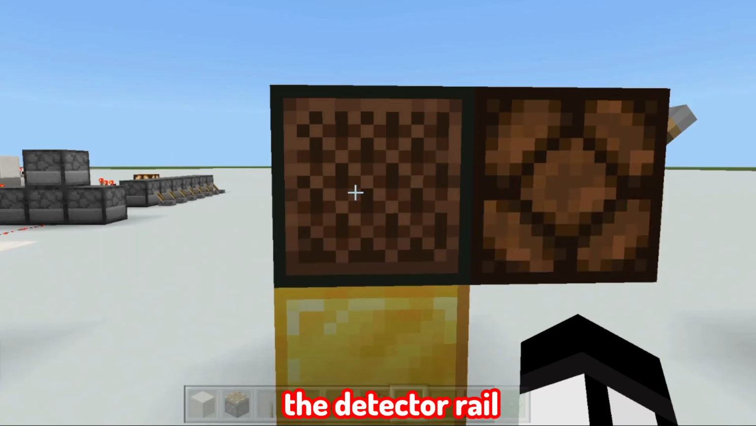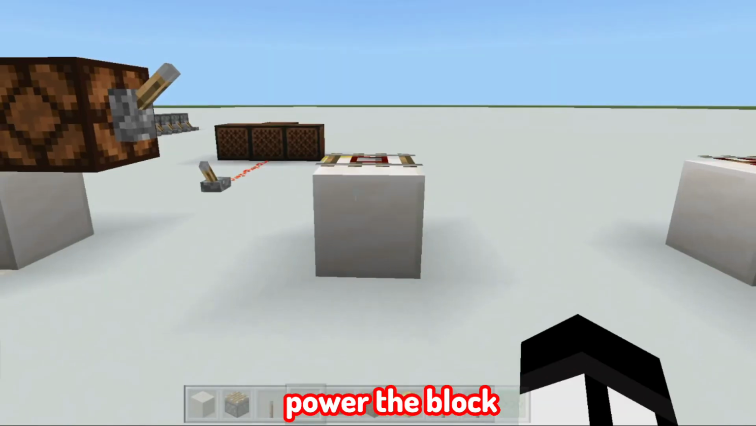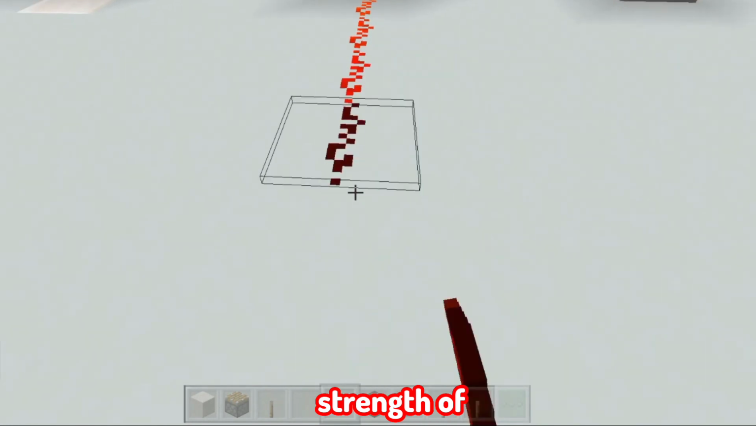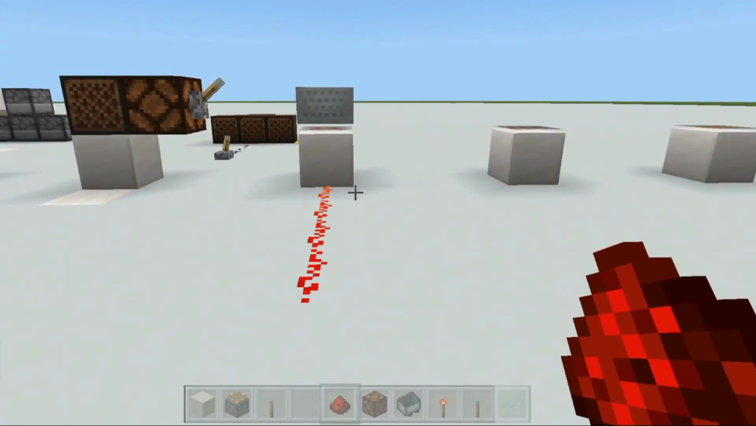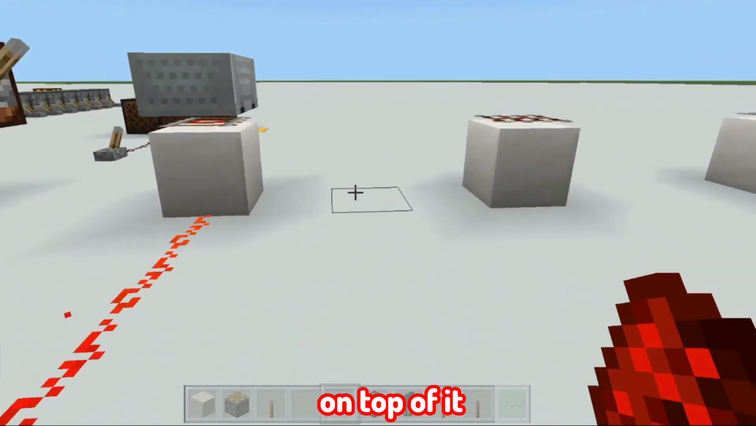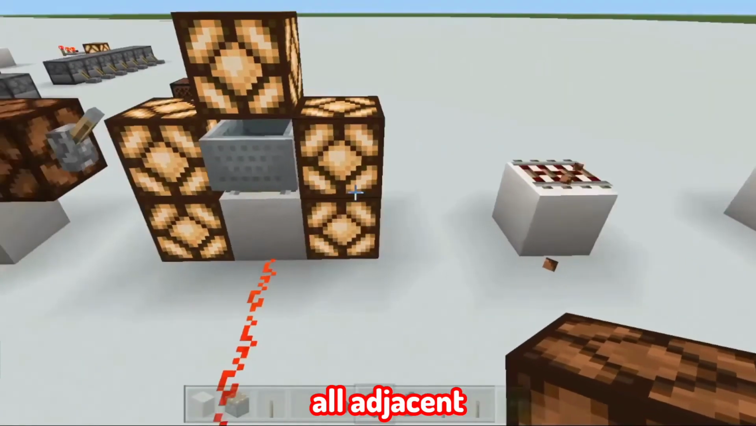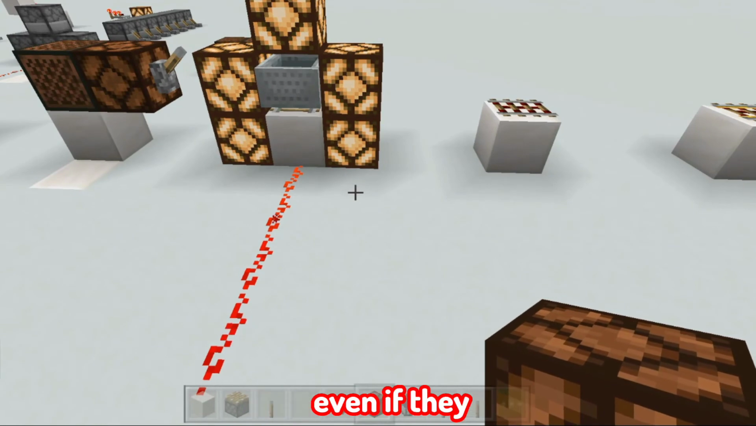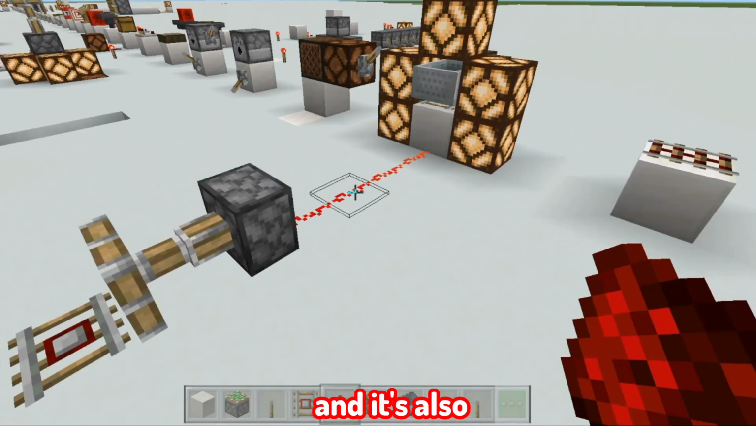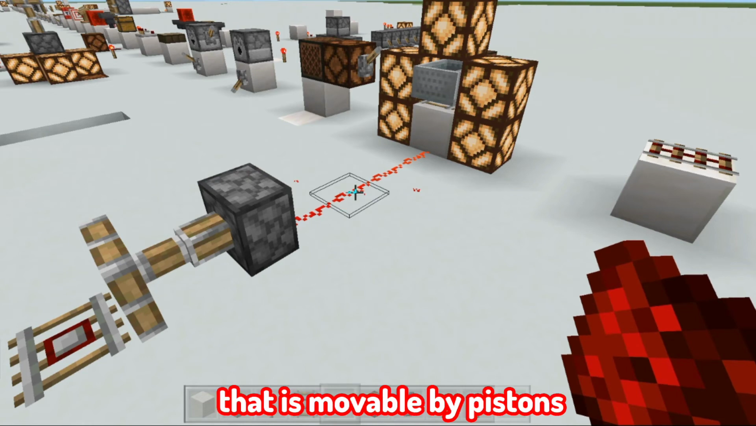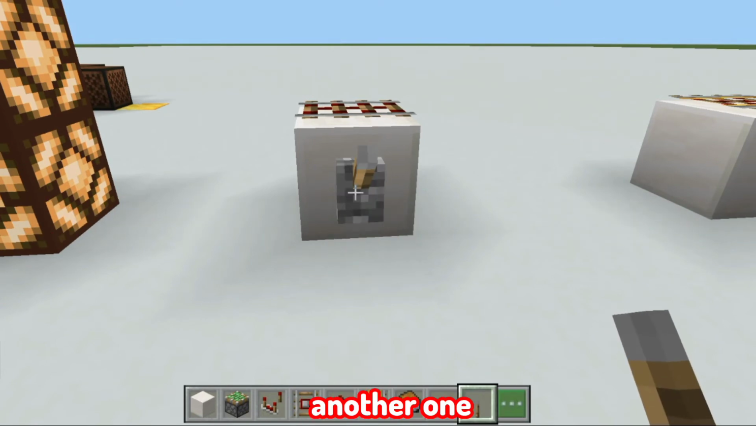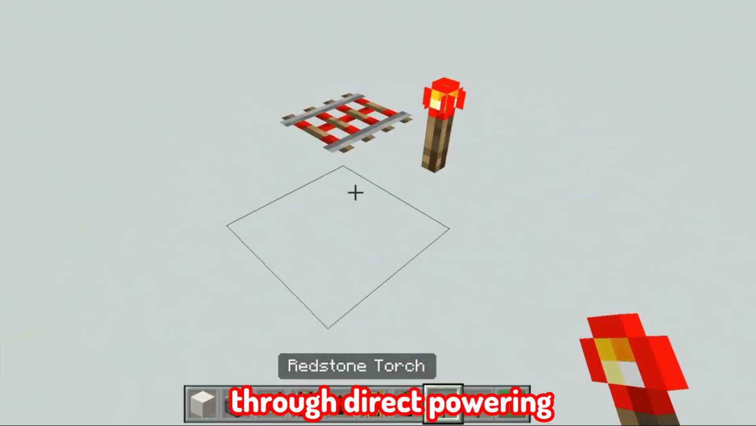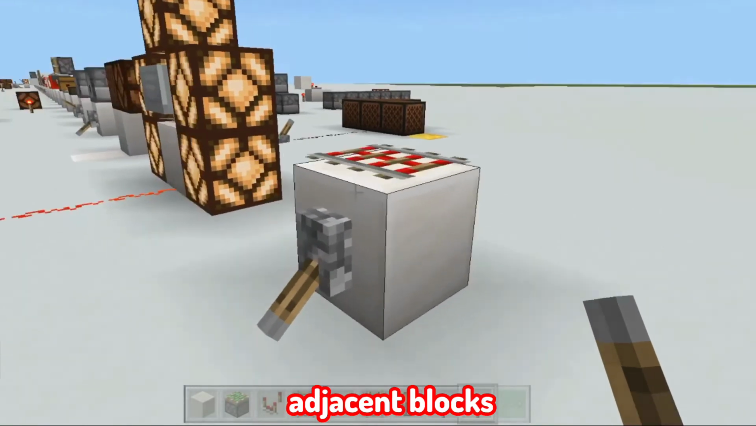The detector rail will strongly power the block underneath it to a signal strength of 15 when it detects, get it, detector rail, detects a cart on top of it. It will power all adjacent redstone components even if they are above it, and is also the only rail that is movable by pistons. Activator rails can be activated, another one, through direct powering or through adjacent blocks.